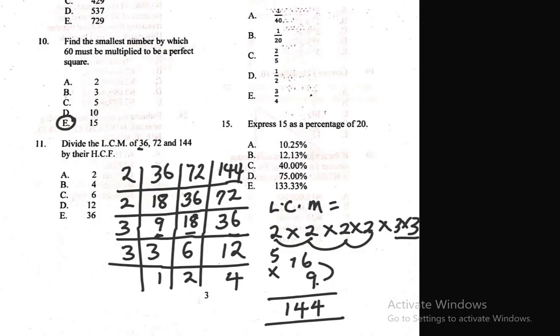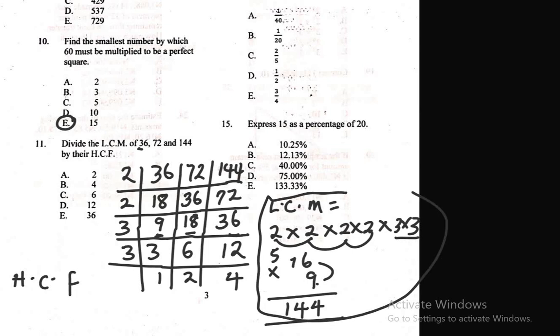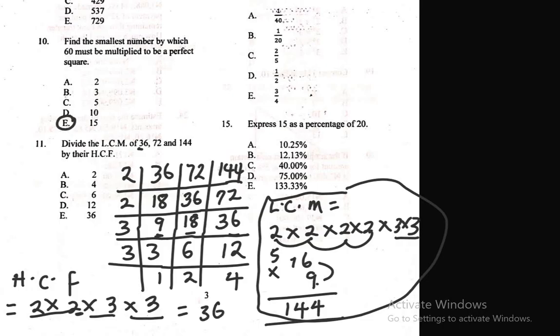So we'll multiply the divisors. So HCF here, okay, let me separate them. This is LCM, and this is the answer for LCM. HCF is equal to 2 times 2 times 3 times 3. So 2 times 2 is 4. 4 times 3 is 12. 12 times 3 is 36. Now we have the HCF and we have the LCM.